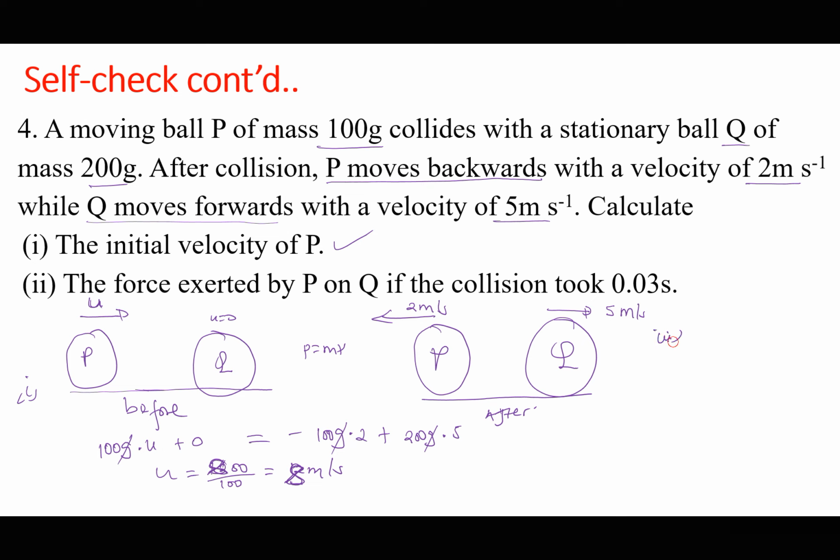Then part 2, the force exerted by P on Q if the collision took 0.03 seconds. Of course, remember, the change in momentum of P due to Q is equal but opposite the change in momentum of Q due to P. So the force is equal to the change in momentum over time. So I'll just find the change in momentum of P because it is the same, equal but opposite.